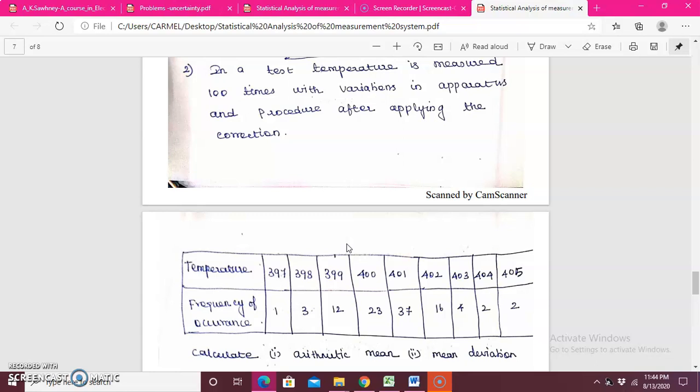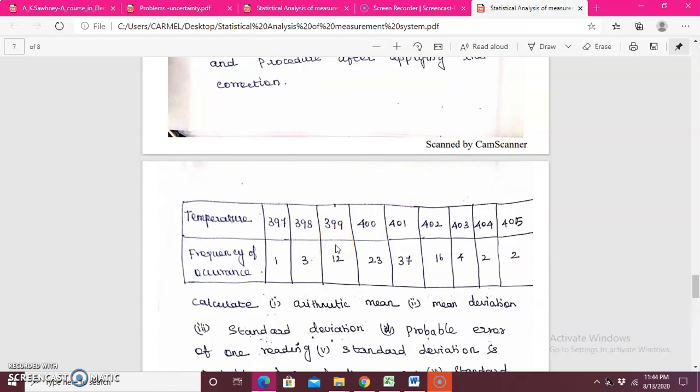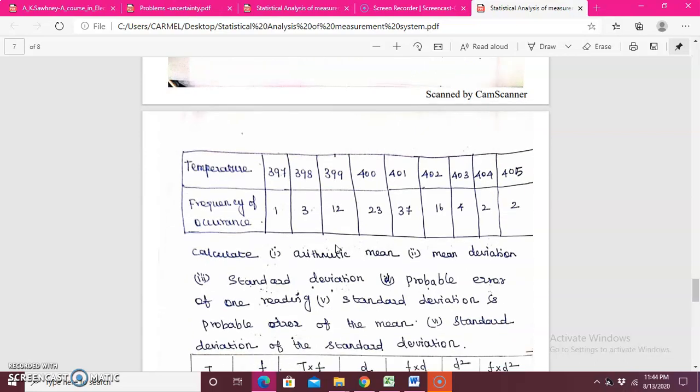That was the difference. So here when you are looking in your test, temperature is measured 100 times with variation in apparatus and the procedure after applying the correction. So here in the question itself they have given the total frequency of occurrence. The value is 100. So out of this we are going to calculate arithmetic mean, mean deviation, standard deviation, probable error of one reading, standard deviation and probable error of the mean, then standard deviation of the standard deviation.